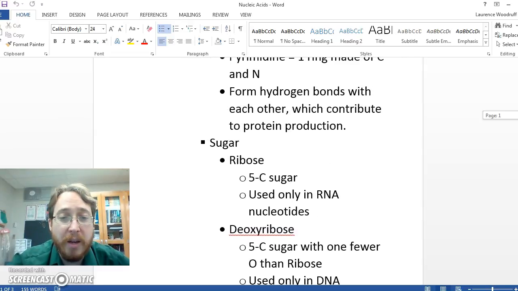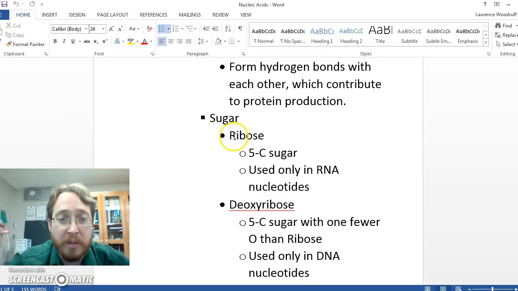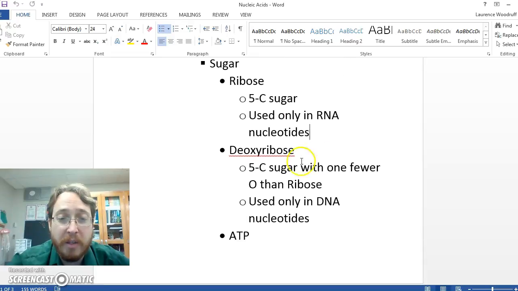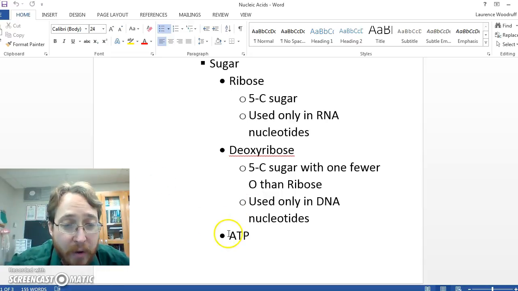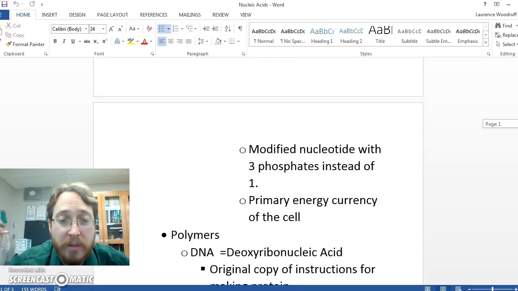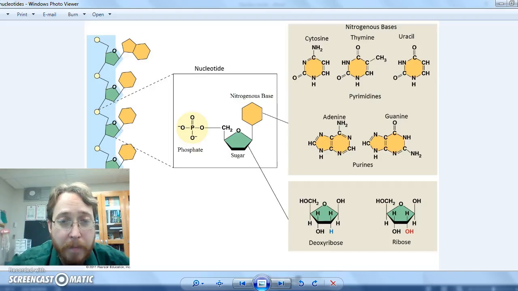Each nucleotide has a sugar. The sugar is ribose, but that's only used in RNA nucleotides. And the other sugar is deoxyribose, which has one fewer oxygen than ribose, but that is only used in DNA nucleotides. And there's one more thing I forgot. I forgot to discuss ATP at all. So let's take a look at that before we come back here.